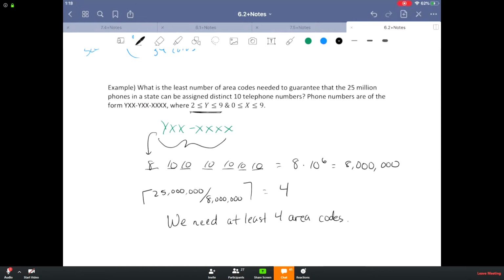Right? And it's at least, you can have 5 area codes, right? You can have 6, 7, 8 if you want. All right. Any questions? That's the end of 6.2.